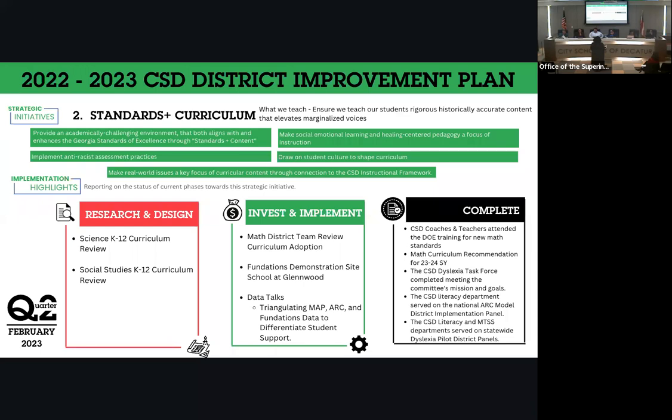The committee consists of the following stakeholders: Dr. Jennifer Lindstrom, the Georgia Department of Education statewide dyslexia coordinator, CSD district leadership, district specialists, school building leadership, teachers, and parents.